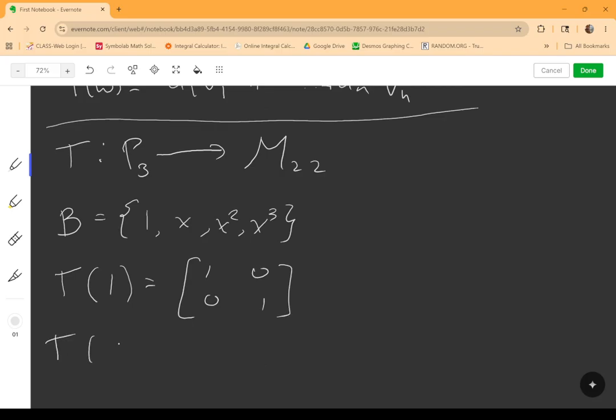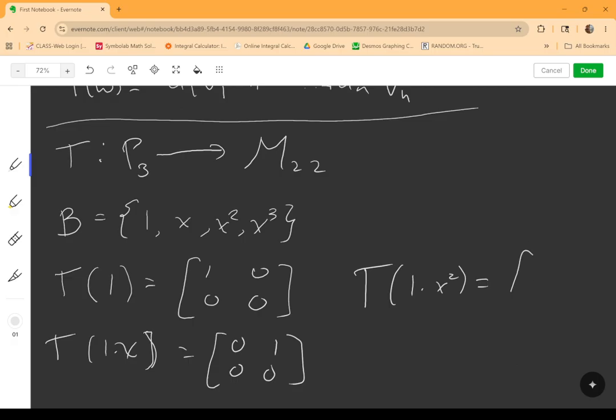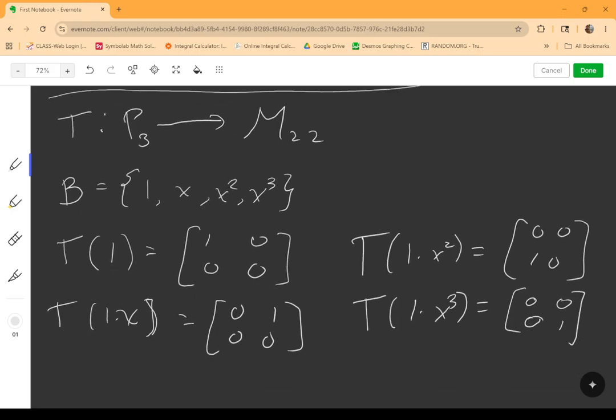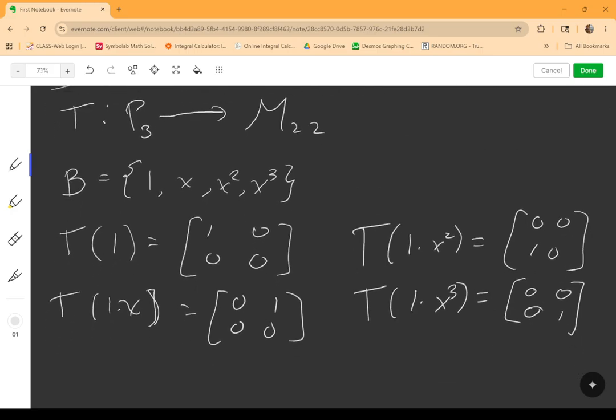T of x, or 1 times x, will map onto [0, 1; 0, 0]. T of 1 times x squared will map onto [0, 0; 1, 0]. And lastly, the transformation of 1 times x cubed maps onto [0, 0; 0, 1]. Now this represents a linear transformation, which you can verify.